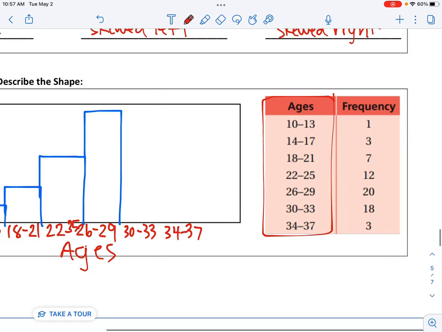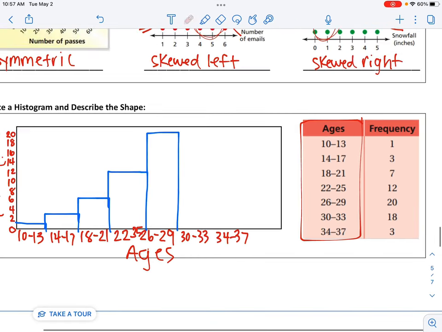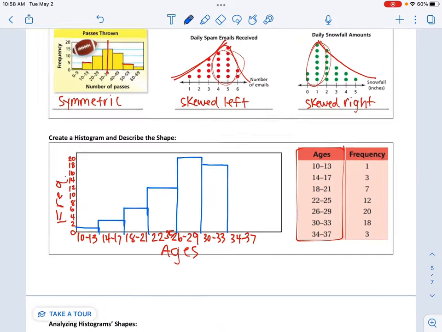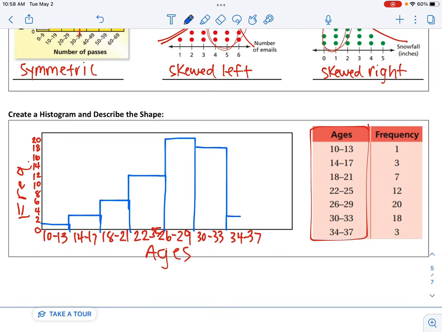All right, 30 to 33, we have 18. And then last, 34 to 37, we have 3. Okay, just like that. So I want you to think about the slide. Okay, is it this way or is it this way? Okay. It should be skewed to the left because most of the data is on the right and we're sloping down on the left side.